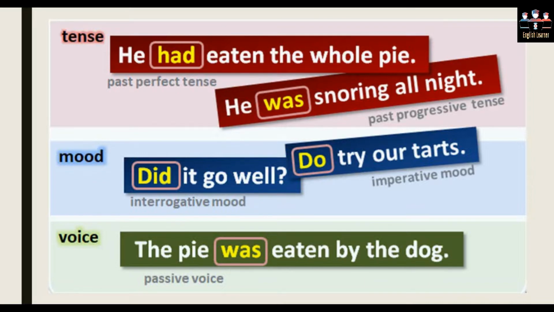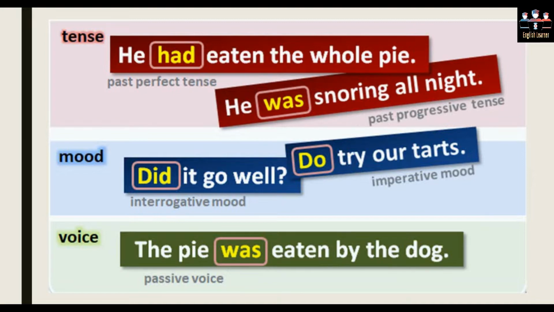He was snoring all night. In this example, was indicates that it is the past tense, and snoring is the main form of the verb along with ing, which is usually from the progressive tense, so it is past progressive tense.